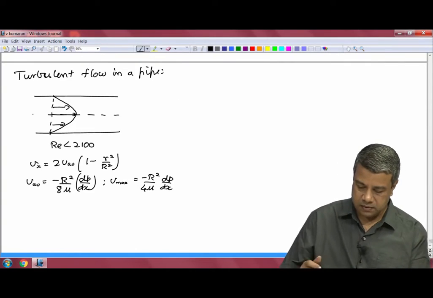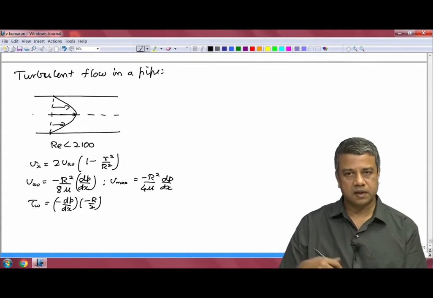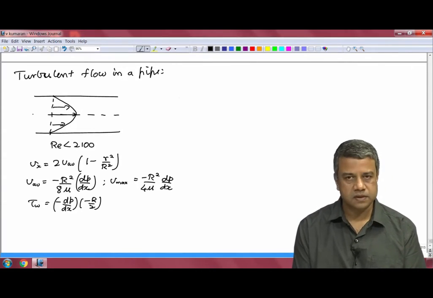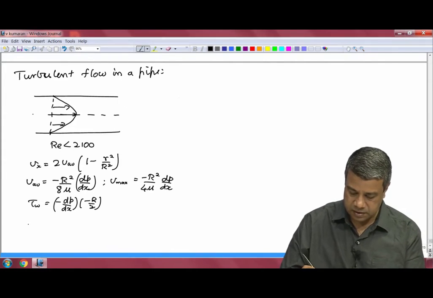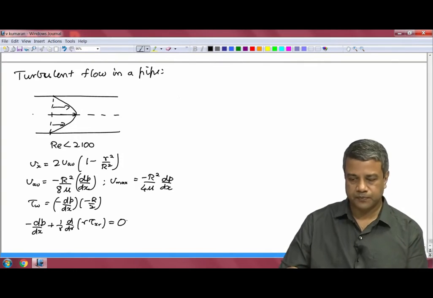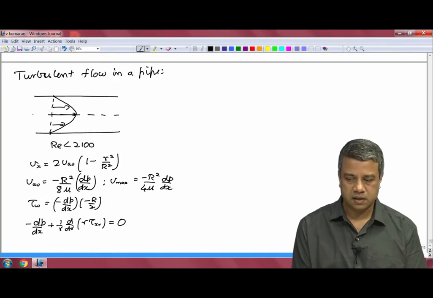And then we had got the wall shear stress, tau w is equal to minus dp by dx into minus R by 2, or the diameter by 4. So, all of those things we had derived by solving the conservation equation minus dp by dx plus 1 by r d by dr of r tau xr is equal to 0. This is valid for when the Reynolds number is less than 2100.